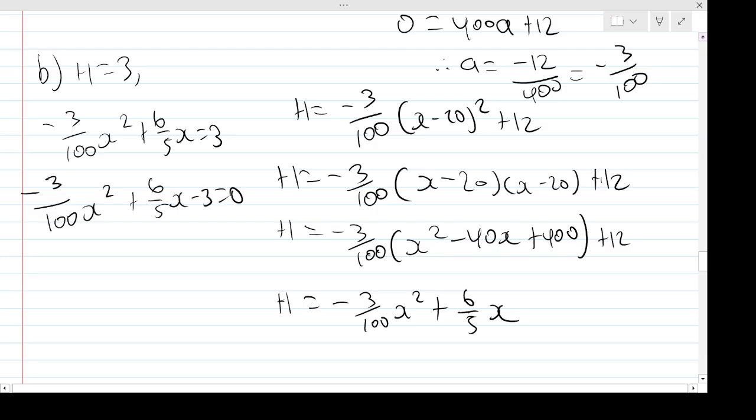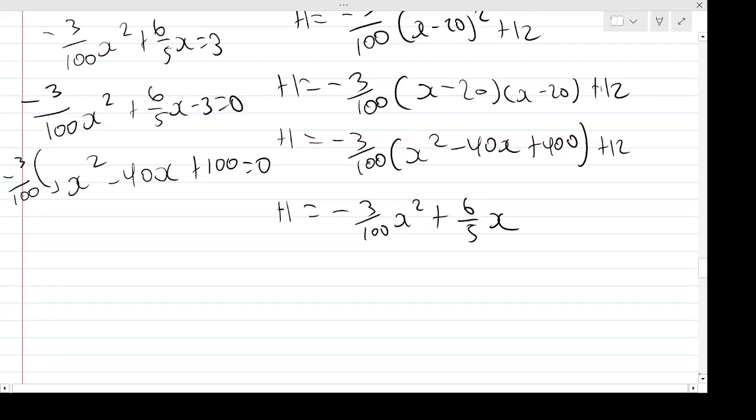Okay, I can simplify this because I don't like this really weird coefficient for x squared. So I'm going to divide both sides by minus 3 over 100. So I'm left with x squared. Then 6 over 5 divided by minus 3 over 100 will get me minus 40x, and then minus 3 divided by minus 3 over 100 will get me plus 100, equals 0. That's a nice thing to solve. But I'm going to be lazy. 100 is quite a big number and there are a lot of factors if we were to factorize, but to save time, let's just use the formula.